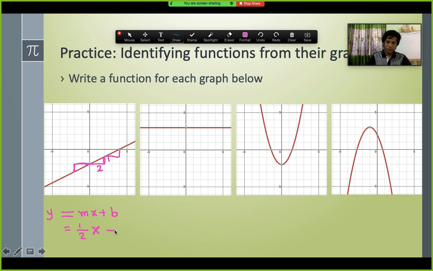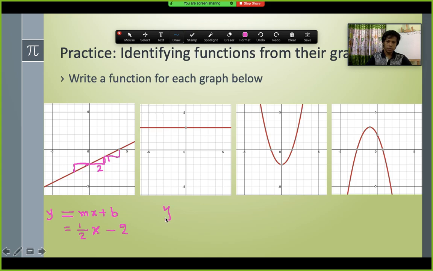Now we need the y-intercept. The y-intercept here is -2. So let's write -2. The y-intercept is -2 in this question. So this is the equation of this line. What about this one?